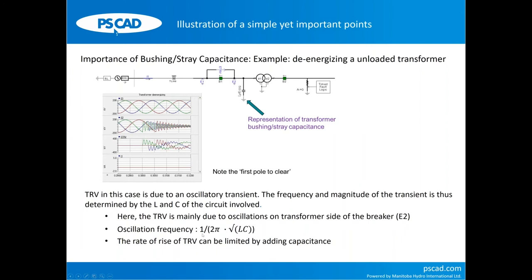Therefore, it is very important. All these capacitances contribute to the oscillation frequency. We know that high frequency means you have a high RRRV, and low frequency means your initial rate of rise is slow. So the frequency of the TRV oscillation is very important. It may determine whether we have an RRRV issue or not.